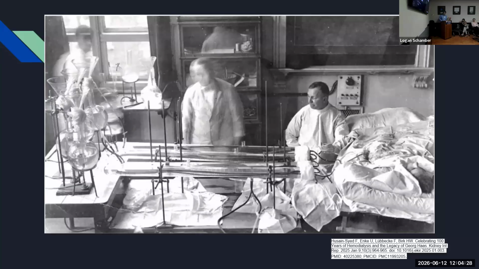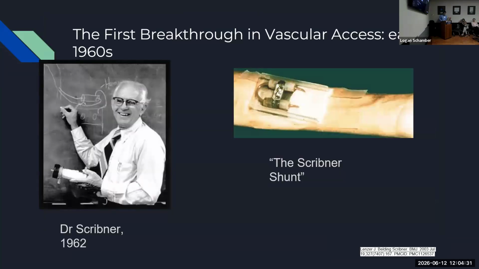Now jumping ahead 40 years, we go to Dr. Belding Scribner. He's credited in vascular surgery as another forefather. He created the Scribner shunt, pictured here on the right side of your screen. This is an external U-shaped shunt made from Teflon. He expanded upon this idea from another doctor in Sweden, Dr. Alwall, who, instead of using glass cannulas, was using rubber tubes coated with silicone as his dialysis access. And so he thought, well, why shouldn't I use Teflon?